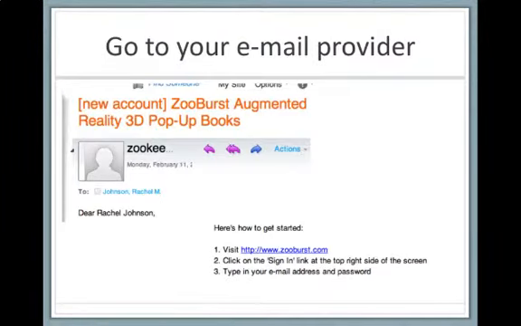Now you will go to your email and wait for the email from Zooburst. Once you have received your email from Zooburst, you will see a link to the website in blue. Below that, you will see your email address and a password that you will use when you sign in. Go ahead and highlight and copy your password. Now click on the blue link, and that will take you directly to the Zooburst site.